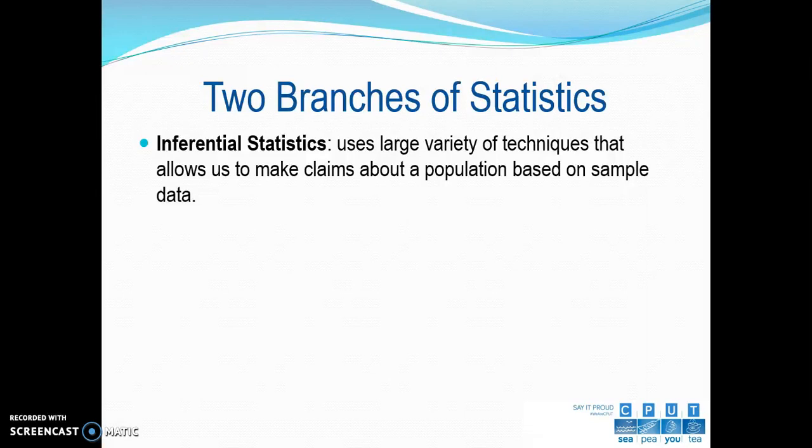Inferential statistics uses a large variety of techniques that allow us to make claims about a population based on sample data. Remember, your sample has to be a true representation of your population so that we can make valid claims. An example of inferential statistics would be if I said 67% of students have the Candy Crush game on their phones.